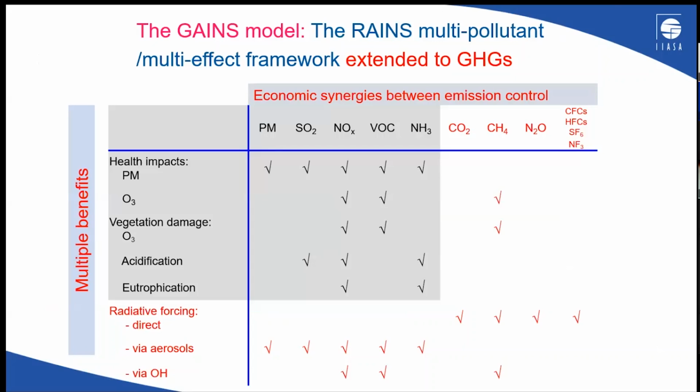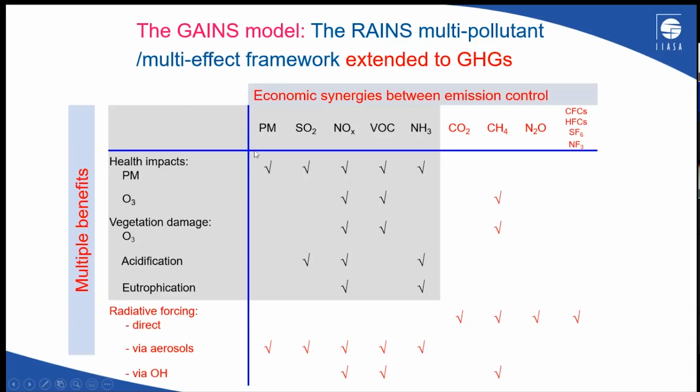Here you can see the multi-pollutant and multi-effect framework of the GAINS model, and you may notice air pollutants on the horizontal axis and associated impacts on the vertical axis. Here we have economic synergies between emission control and multiple benefits. This dark part was focusing only on criteria air pollutants: PM, SO2, NOx, VOC, and ammonia. It was included in the RAINS model.